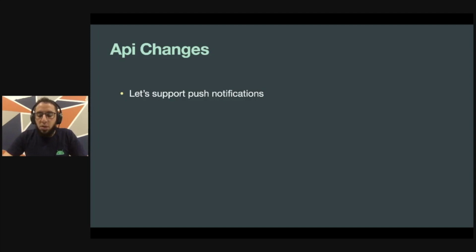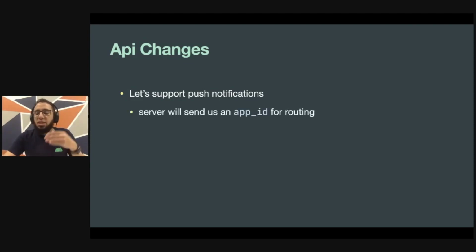So, okay, we have these two libraries now. As you can imagine, we'll have to be constantly changing them as time goes on. So let's say, for example, we want to support push notifications, right? And let's say we've agreed with the backend. The backend will send us an app_ID field somewhere that we can use for routing to know which mini app should actually handle this particular push notification.